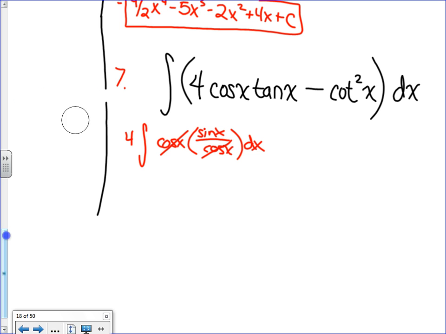So anyway, cosine times tangent, same thing as sine, minus the integral of cotangent squared of x dx. Oh no! I can take this one, right? What would the integral of sine end up being? Negative cosine? Good, because the derivative of cosine is a negative sine, so negative times negative is positive.